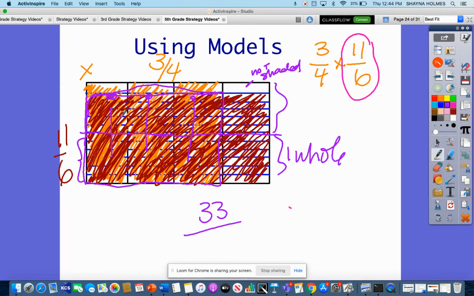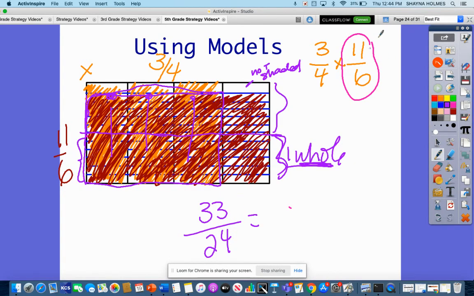And I can go through and count each one individually, but I should have 33 that are shaded with the red and the orange. Now, I need to look at my denominator, but my denominator is not going to be all these pieces. It's just going to be how many pieces make up one whole. So that's 1, 2, 3, 4. 4 times 6, so that's 24. So 3/4 times 11/6 will give me 33 over 24.